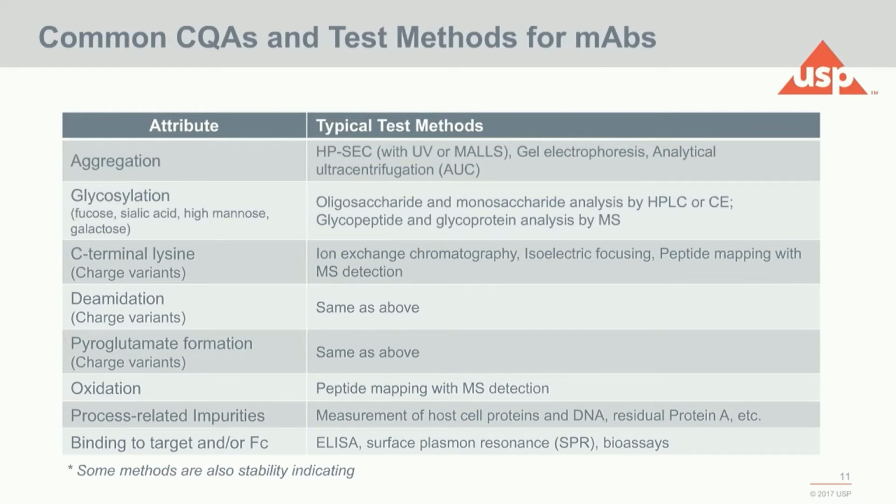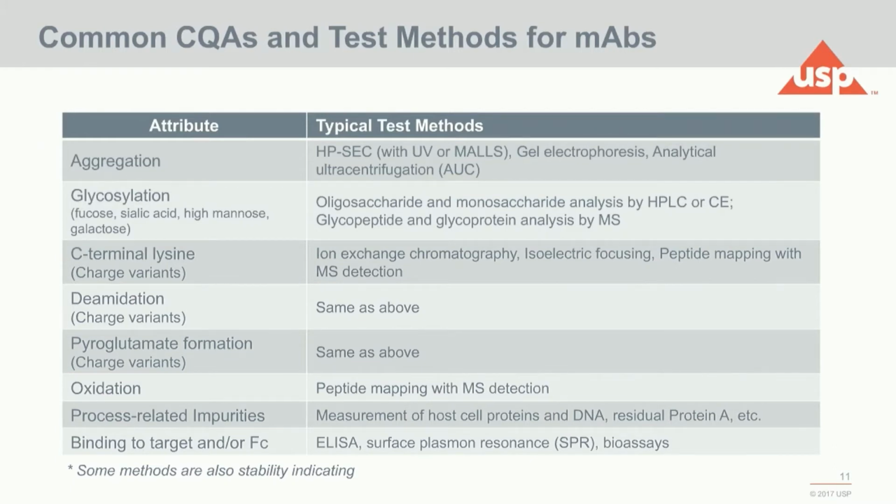For glycosylation, we're looking really at the presence of fucose, sialic acid, high mannose structures, and galactose typically. And these can be analyzed on multiple different levels. You can look at them as a released oligosaccharide or at the monosaccharide level. That's typically done by HPLC or capillary electrophoresis. Or you can also look at them at the intact protein or at the glycopeptide level, and that analysis would typically be done by mass spectrometry.